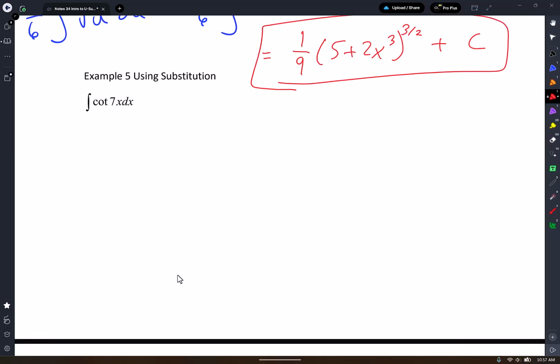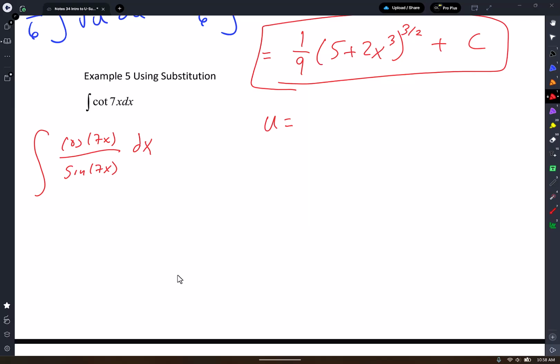Here we go. Ready? Integral. I'm going to turn cotangent into what over what? Cosine over sine. Cosine 7x over sine 7x. You still have that differential, dx. Take a guess. What do you think you're going to make u?